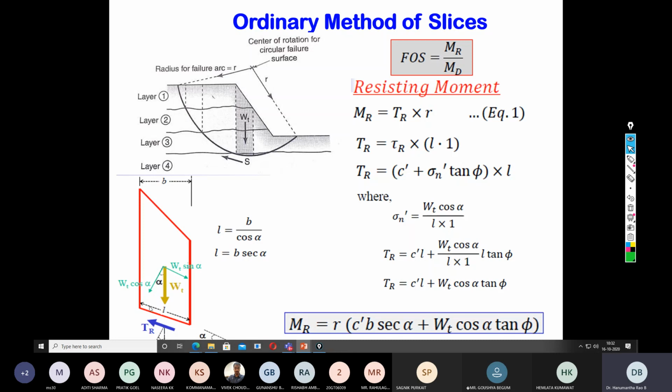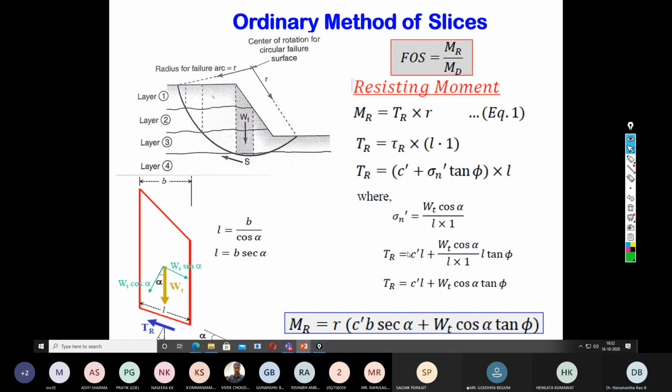So in the direction of normal stress and shear stress, if you want to calculate the normal stress, sigma n dash, which is a part and parcel of the Tr, then this is nothing but the total weight of the slice. So Wt cos alpha is the weight of that particular slice divided by the length of that slice into the unit length of 1 meter.